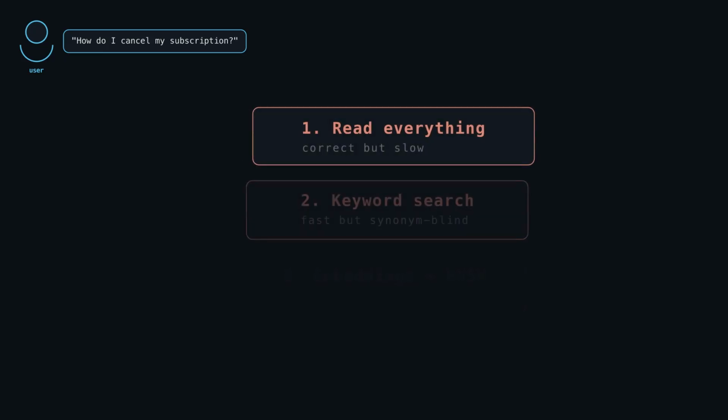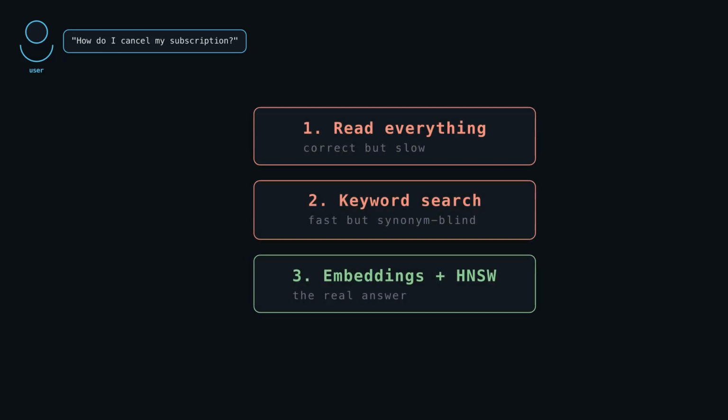We'll start with the most obvious idea: read every single article. Then we'll see why keyword search is faster but breaks on synonyms. And finally, we will get to the practical answer, which is embeddings, plus a clever index called HNSW that can return relevant candidates in basically milliseconds.